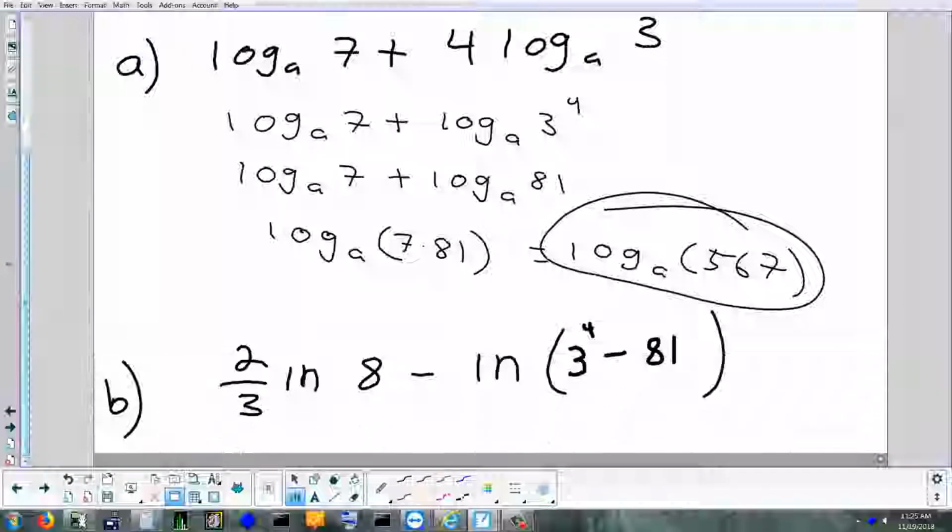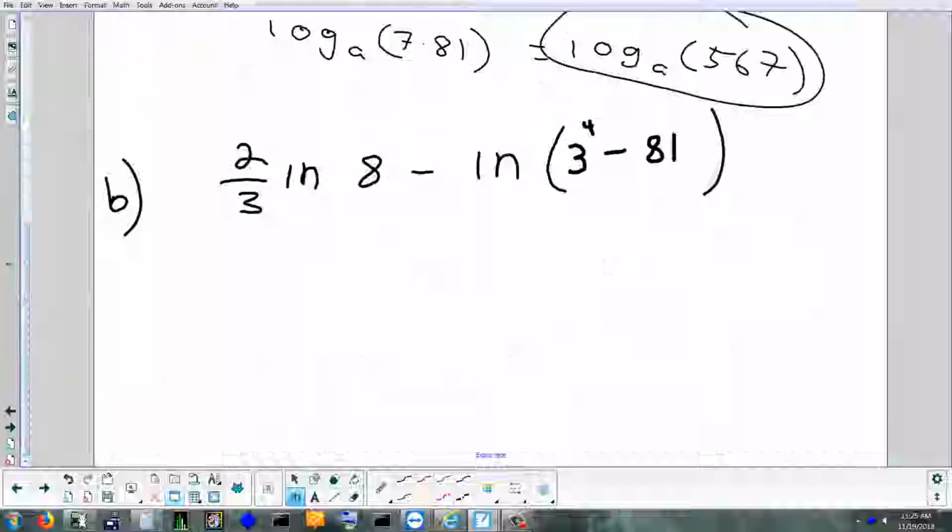All right, this one, I think I need to fix one of the numbers. Let's make this, because 3 to the 4th is 81, I don't want to get 0 here. Let's make this 80. That works. All right, so 2/3 ln 8 minus the ln of 3 to the 4th minus 80.